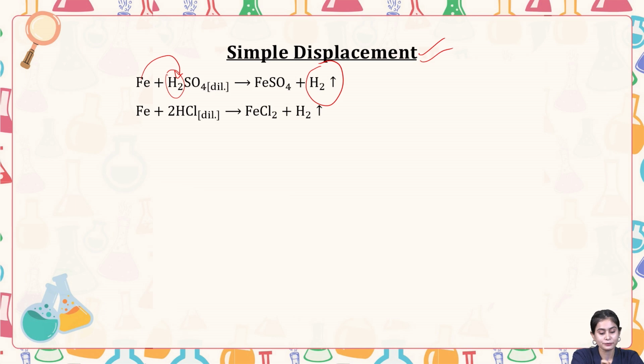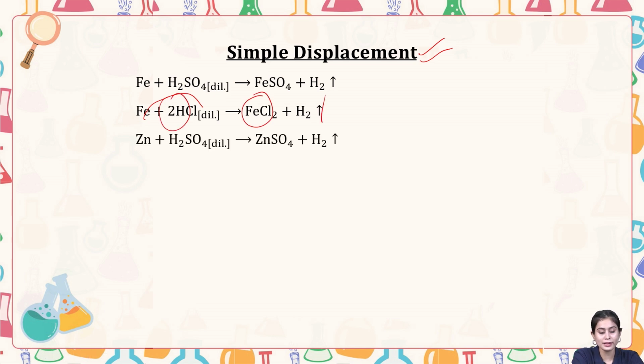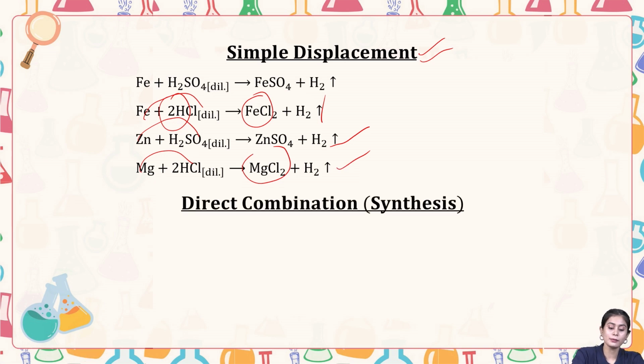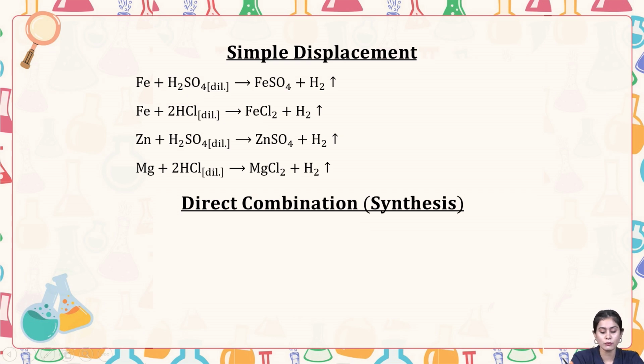Moving on, Fe plus HCl, again same thing. FeCl2 plus this H2 gas will be liberated. Zn plus H2SO4, ZnSO4, H2. Mg plus HCl, MgCl2 plus H2. Okay, let's come to the direct combination reaction wherein two substances combine to form one product.